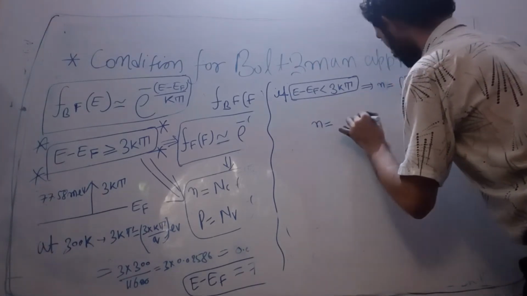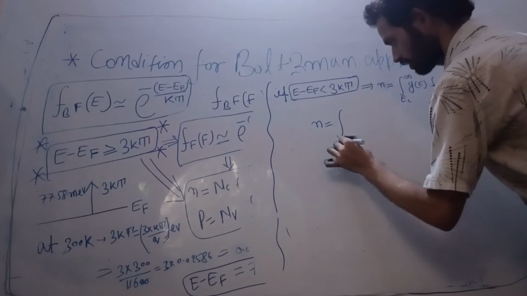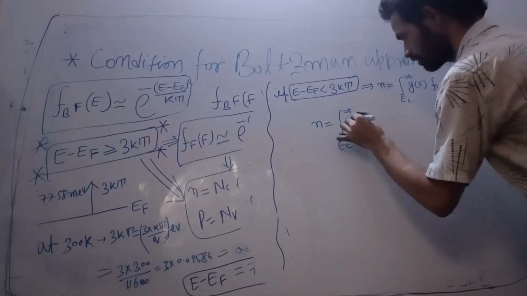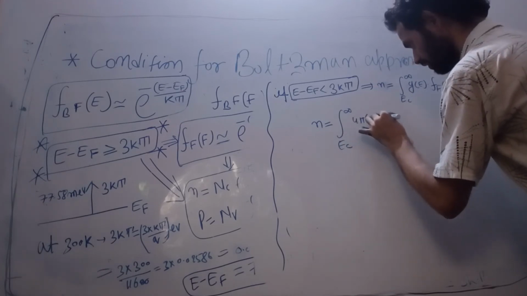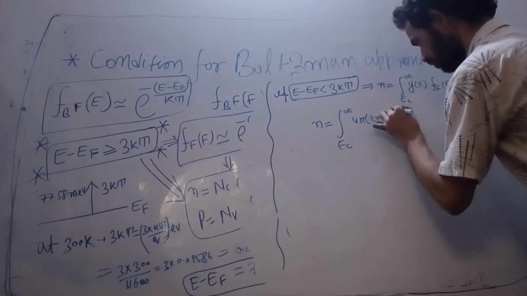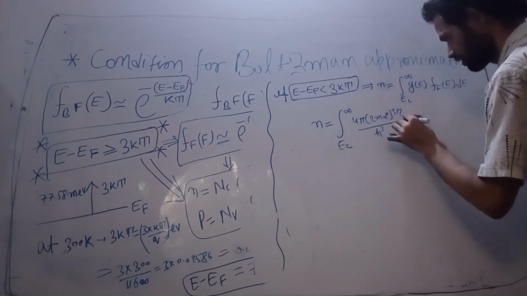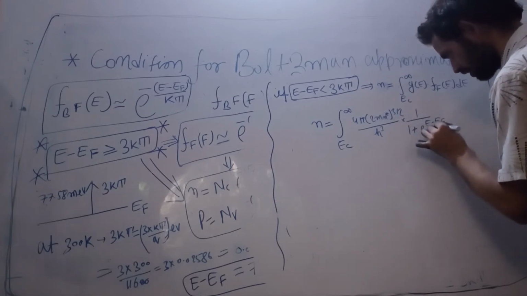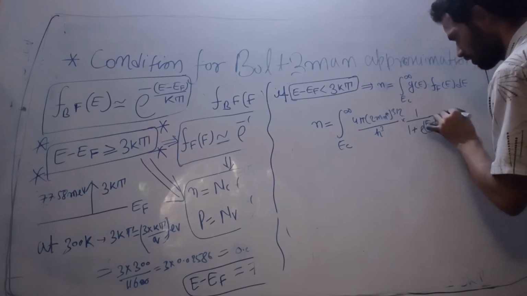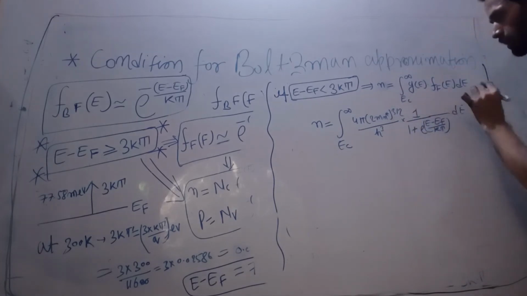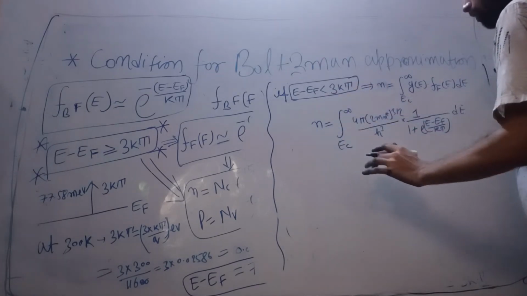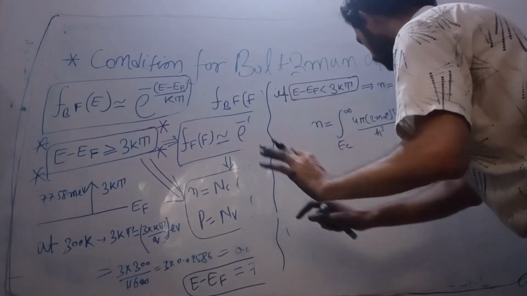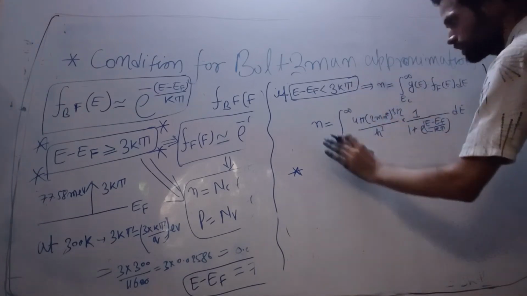So N is equal to the integration from EC to infinity. Just put in all the values: 4 pi (2 m n star) to the power 3 by 2 by h cube, into 1 by 1 plus e to the power (E minus EF) by kT, dE. You have to solve it like this, but I will give the direct expression. You have to put all the values there, but there is no need to solve this directly.